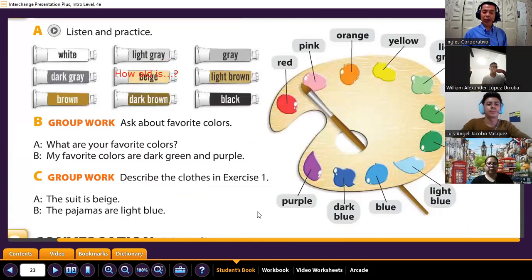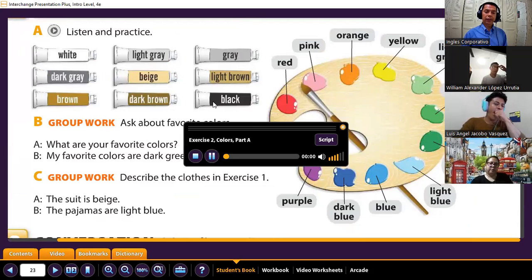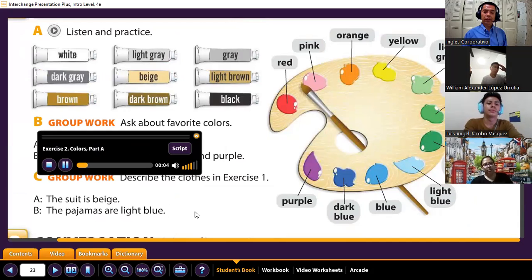Okay, now we're going to practice the colors. Listen, please. Page 23, exercise 2. Colors. Part A. Listen and practice. White. Light gray. Gray. Dark gray. Beige. Light brown. Brown. Dark brown. Black. Red. Pink. Orange. Yellow. Light green. Green. Dark green. Light blue. Blue. Dark blue. Purple.